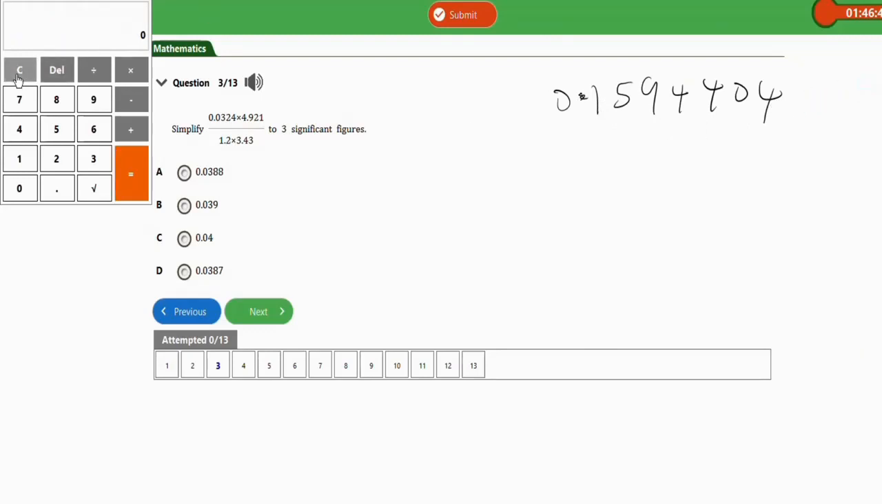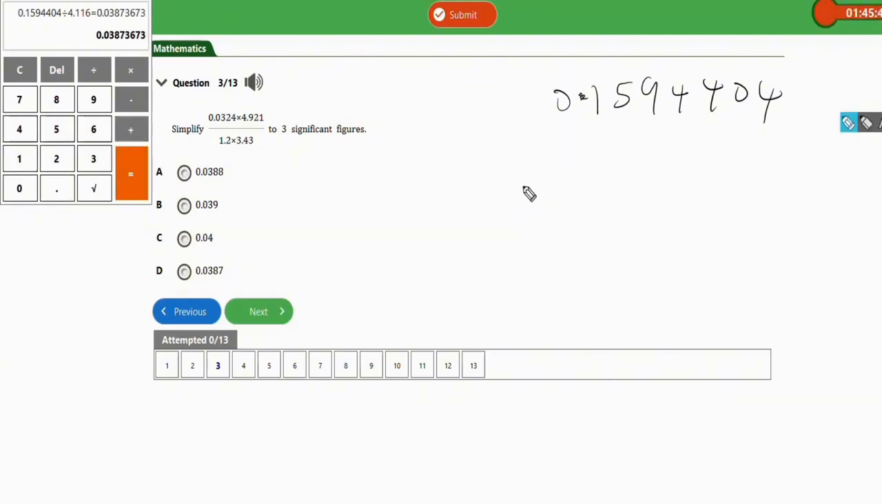What will be the output? So we have 1.2, okay, times 3.43. So what is going to give us? We have it to be 4.116, okay, 4.116. So let's delete everything here. So it will now be 0.1594404 divide 4.116.